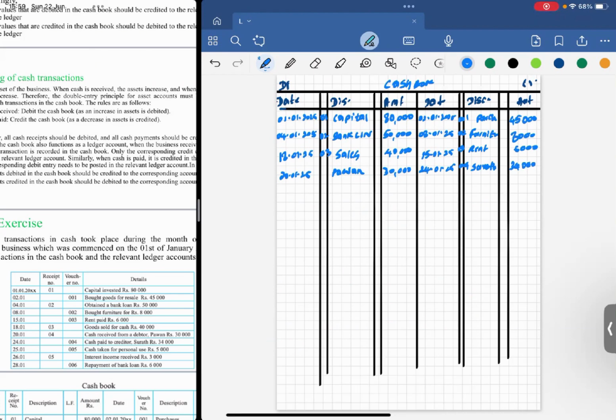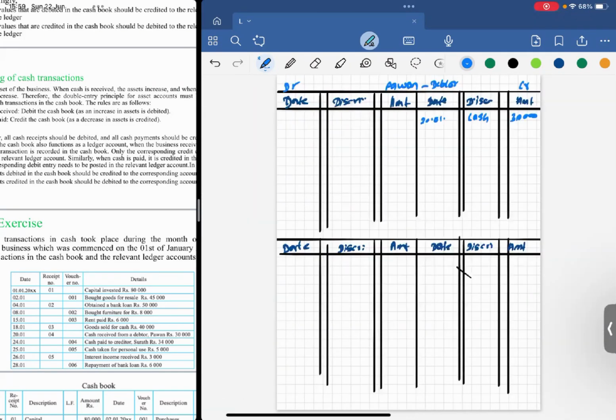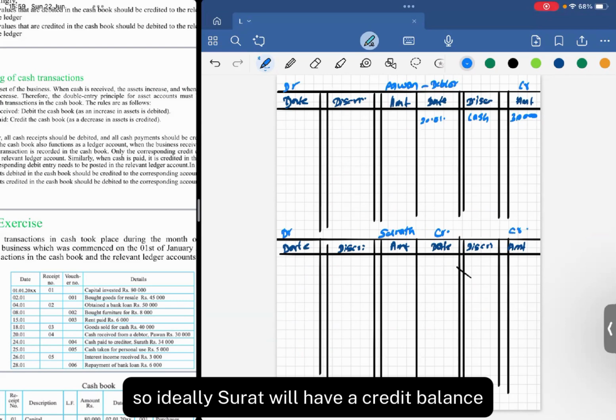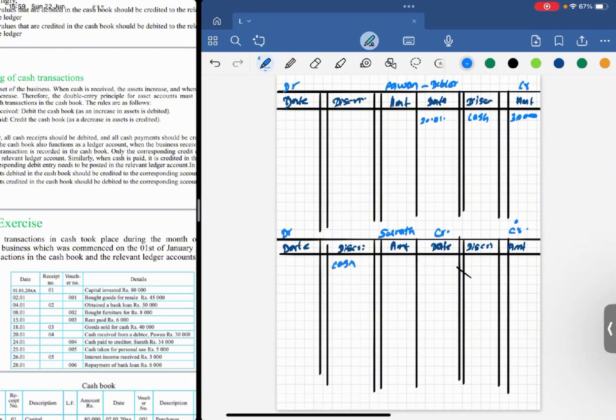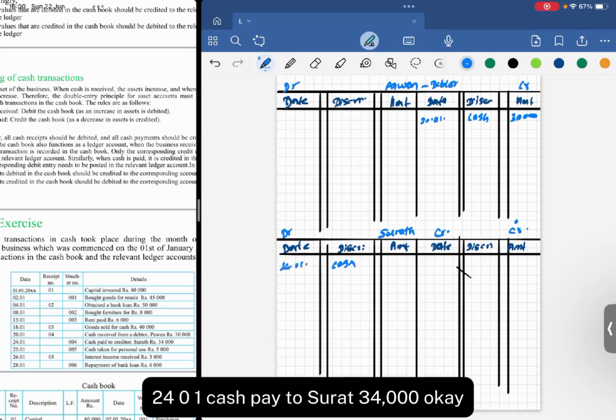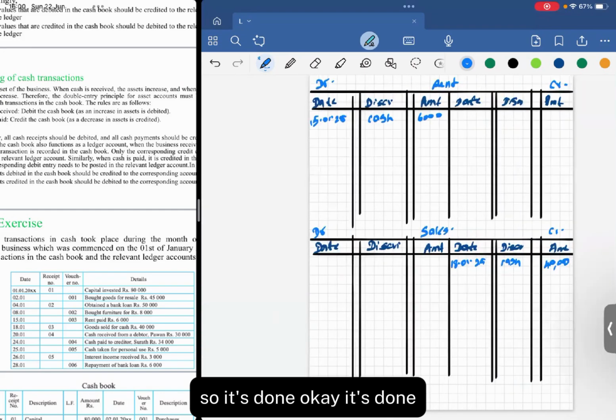On the other hand, Surat is a creditor. So ideally, Surat will have a credit balance. Now here we have made a payment, so it is coming down. Cash, 24th Jan, cash paid to Surat, 34,000. Okay, so it's done.